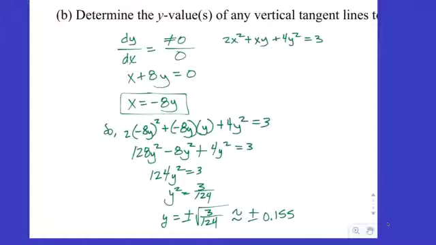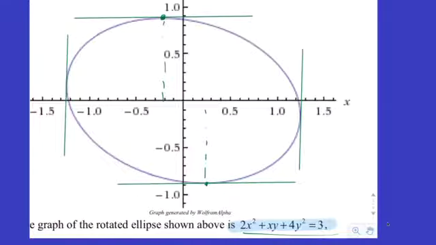Simplifying carefully, 128 minus 8 plus 4 is 124y squared. Divide, square root both sides. It comes out to be about plus or minus 0.15. And because it did ask for the y values, we're done right there. If we needed to find the x values, we'd plug both of those in right there. But 0.155, I drew them over here.